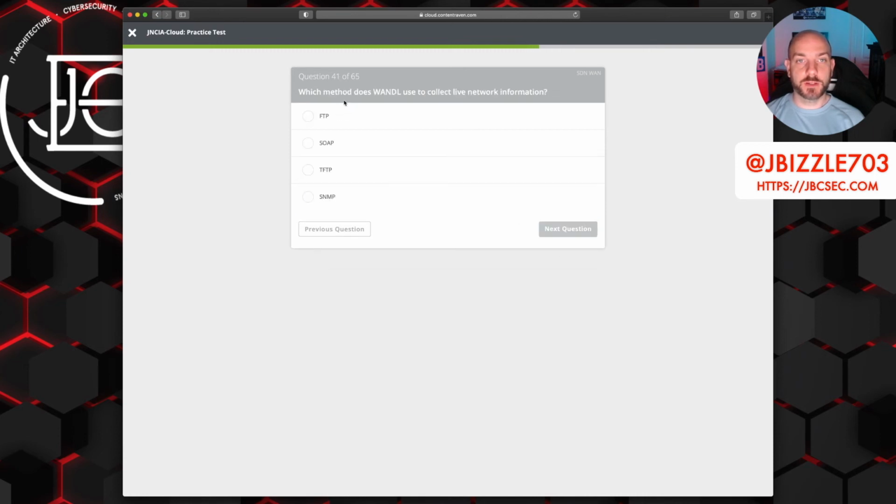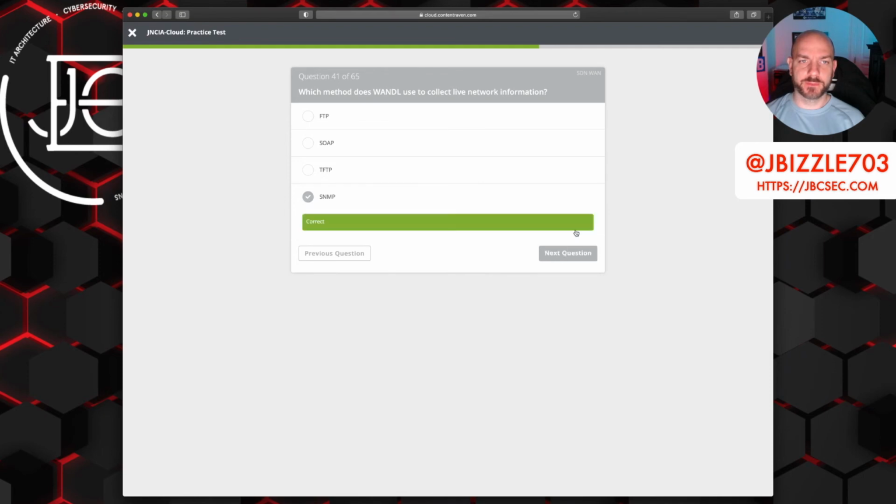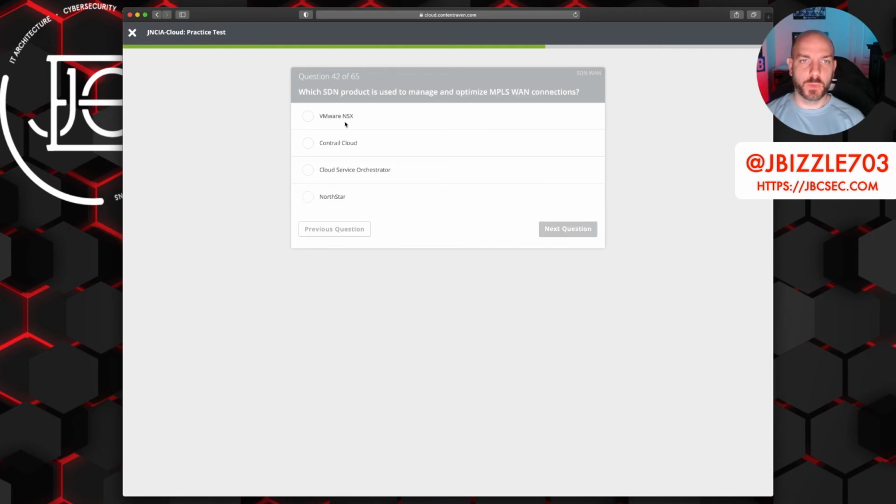Which method does WANDL use to collect live network information? FTP, SOAP, TFTP, SNMP. I want to say SNMP. Okay. Which SDN product is used to manage and optimize MPLS WAN connections? Well, we've been talking about it, and that is North Star. So always remember, North Star is associated with WAN, and specifically with software-defined networks and WAN.